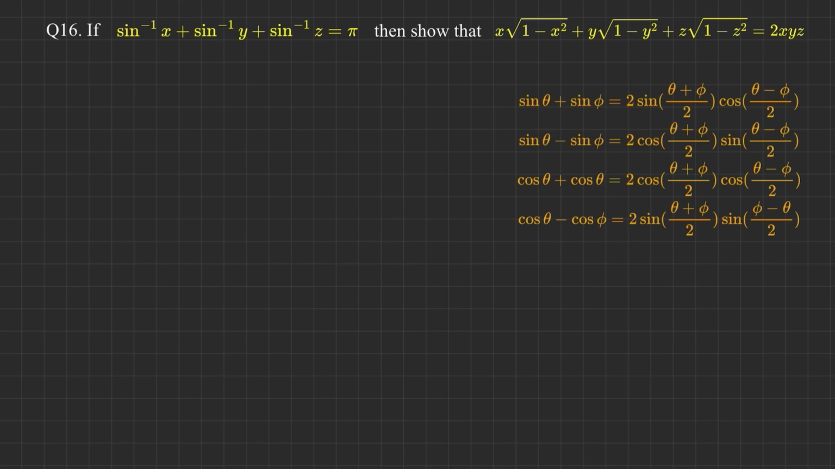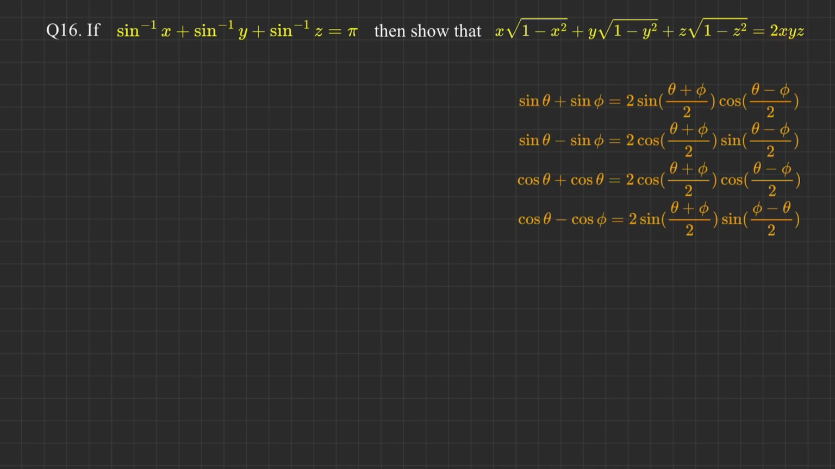So if sine inverse of x plus sine inverse of y plus sine inverse of z equals pi, then show that x times root over 1 minus x square plus y root over 1 minus y square plus z root over 1 minus z square equals 2 times x into y into z.